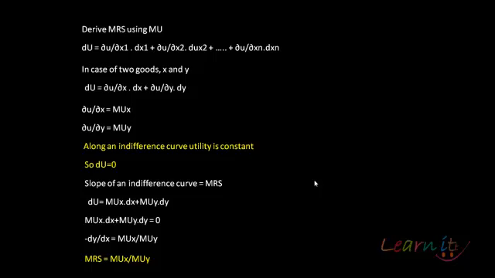So the marginal rate of substitution of x for y is equal to the ratio of the marginal utility of x to the marginal utility of y. Well, this is the way you derive the MRS from the marginal utility.